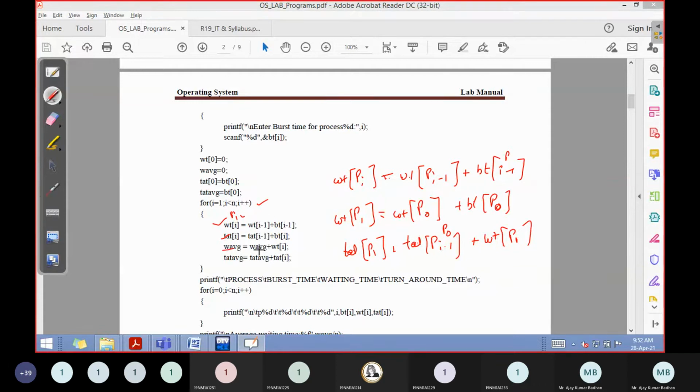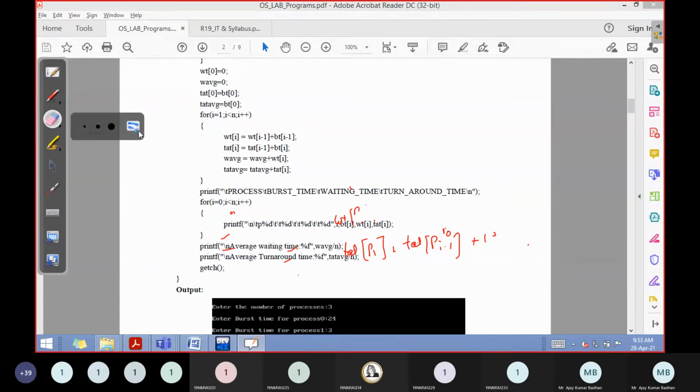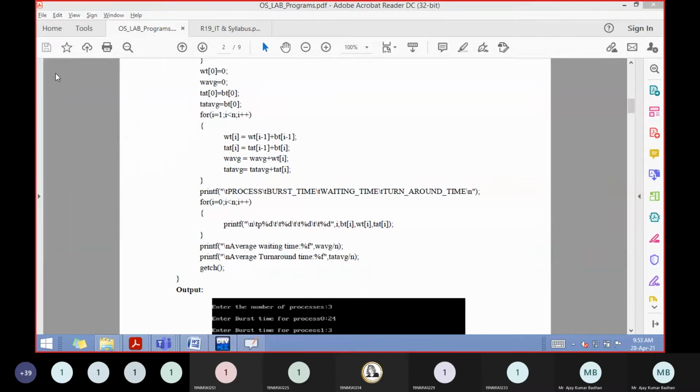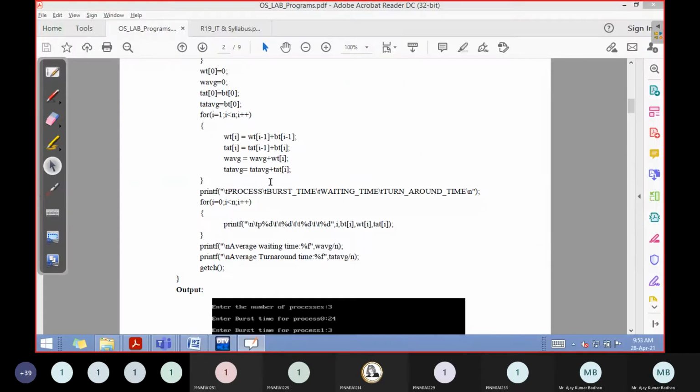In the same way, we have to compute the average waiting time. This is the way we are going to determine the average waiting time. What I have done here is simply add the values. Let me show you: I'm doing 24 plus 27 plus 30. I'm simply adding those values.